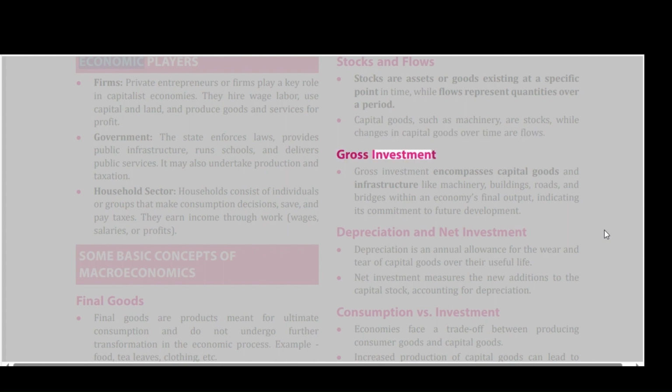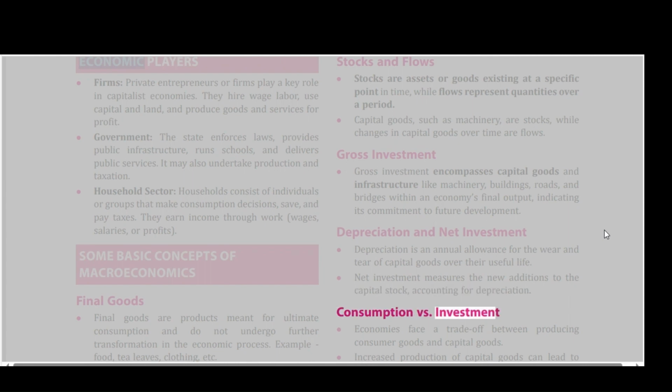Gross investment. Gross investment encompasses capital goods and infrastructure like machinery, buildings, roads, and bridges within an economy's final output, indicating its commitment to future development. Depreciation and net investment. Depreciation is an annual allowance for the wear and tear of capital goods over their useful life. Net investment measures the new additions to the capital stock, accounting for depreciation.